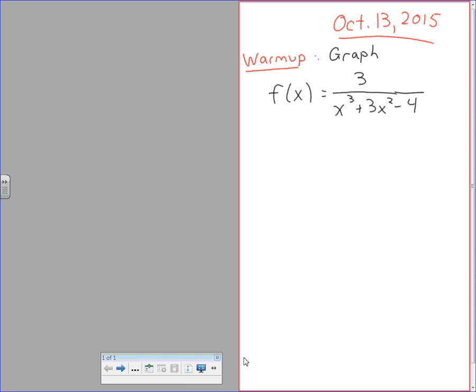Did anyone find a factor that works for this? Go ahead. 1 works out quite nicely, okay? So f of 1 equals 0. Okay, so similar to Peter, what is the factor then?